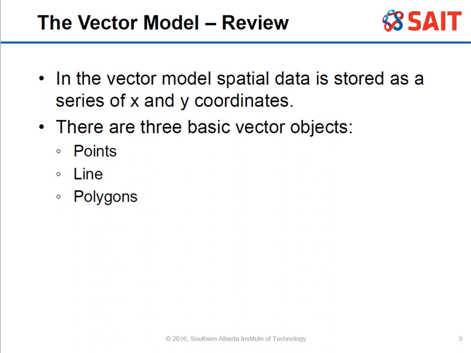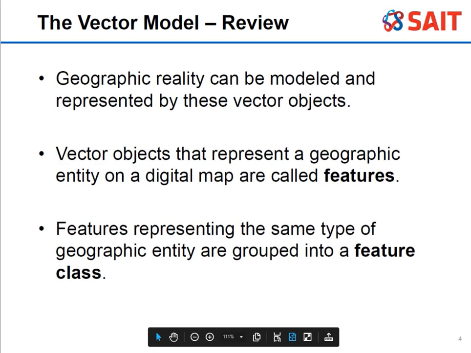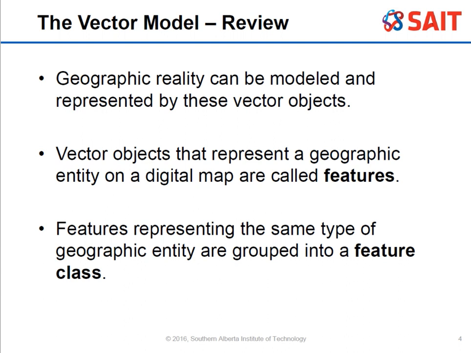As a review, the vector model stores its data in a series of X and Y coordinates. Sometimes it can have Z, and we'll talk about that a little bit later, but the spatial information is X and Y. Those X and Y coordinates can be used to create one of 3 basic objects. You can create points, lines, or polygons. So we take our vector model, take that X and Y data, and we can create some sort of form of geographic reality. That is the map trying to portray the real world.